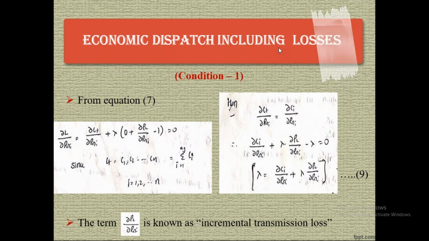Just keep remembering that incremental fuel cost is ∂Ci/∂PGi, and incremental transmission loss is ∂PL, where PL is the transmission loss, with respect to ∂PGi. So these are the two terms making up lambda, and it is denoted by equation 9. So this is the condition. In condition 1 we found lambda, and this lambda consists of two terms: one is incremental fuel cost, the other is incremental transmission loss.